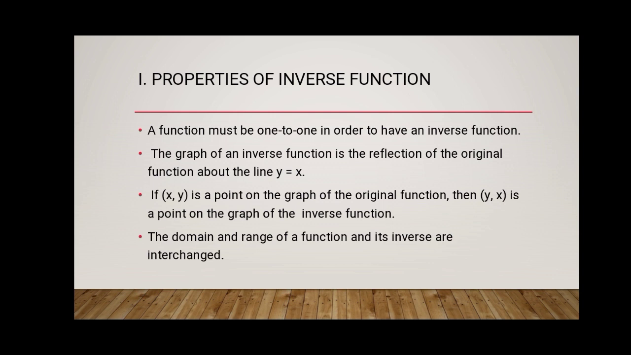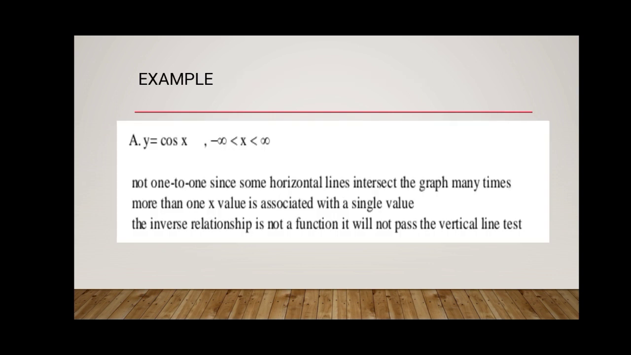So here are the following properties of inverse functions. First, a function must be one-to-one in order to have an inverse function. Number 2, the graph of an inverse function is the reflection of the original function about the line y equals x. The third one is if (x, y) is a point on the graph of the original function, then (y, x) is a point on the graph of the inverse function. The last one is the domain and range of a function and its inverse are interchanged.